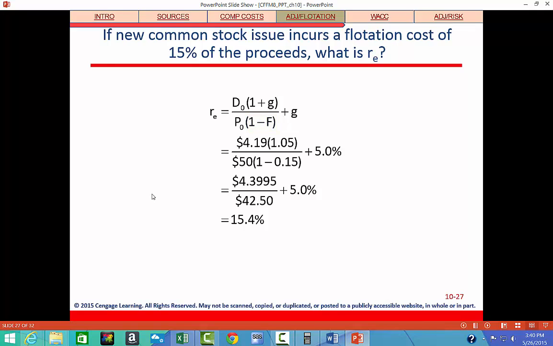If we use the information that we had before, D0 was $4.19 times 1.05, the growth rate. And now we'll have $50 in the denominator times 1 minus the flotation cost of 15%. And then we add 5%. So you can see that the cost of issuing new common stock is much higher than the cost of relying on retained earnings. We get 15.4% here, where I believe we got 14.8% if we just relied on retained earnings. It's a pretty simple adjustment. Just add this 1 minus flotation percentage.